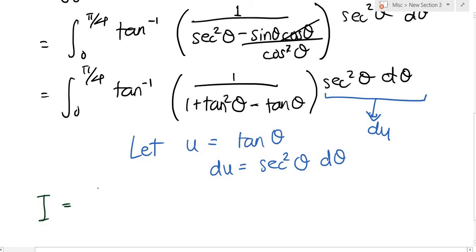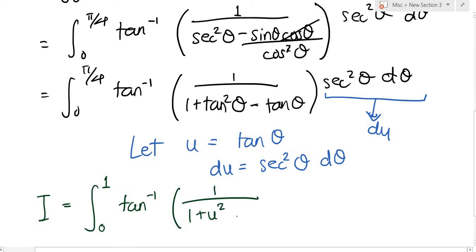Well, our integral I now becomes, okay, so when theta is 0, u is 0. When theta is pi by 4, tan of pi by 4 is 1. And we have an inverse tangent as it is, and 1 over 1 plus u squared minus u. And we have a du here.